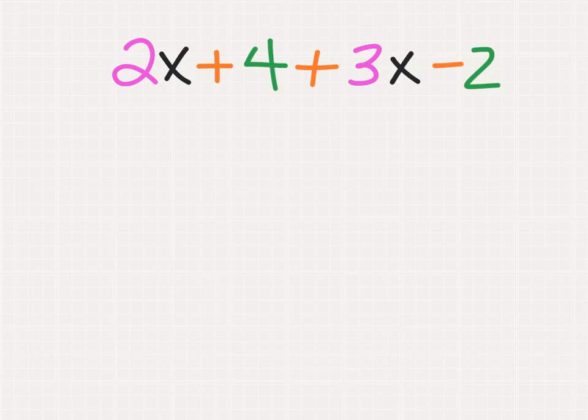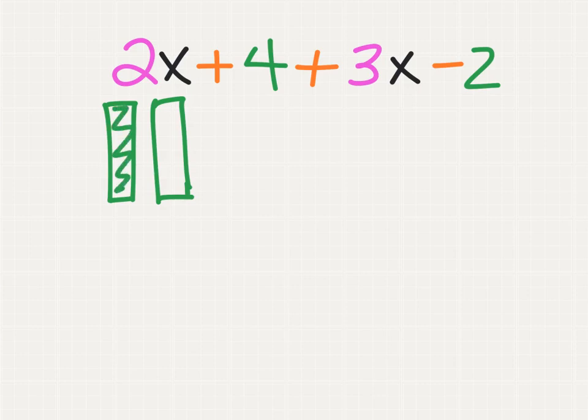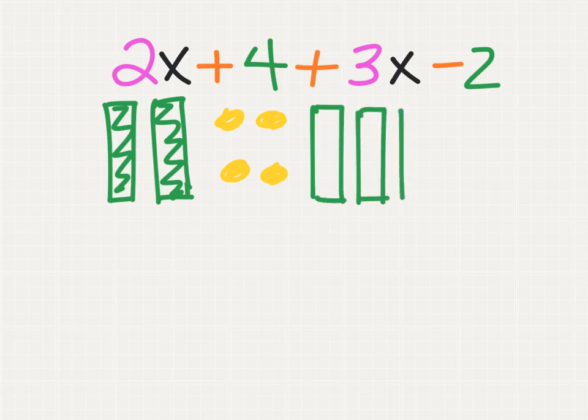Here's another algebraic expression. The first thing we're going to do is model it. So 2x requires 2 green rectangles standing on end. That's 2x. Plus 4, or positive 4, that's 4 yellow counters, 4 positives. Plus 3x, or positive 3x, means I need 3 more green rectangles, one representing each of the positive x's.